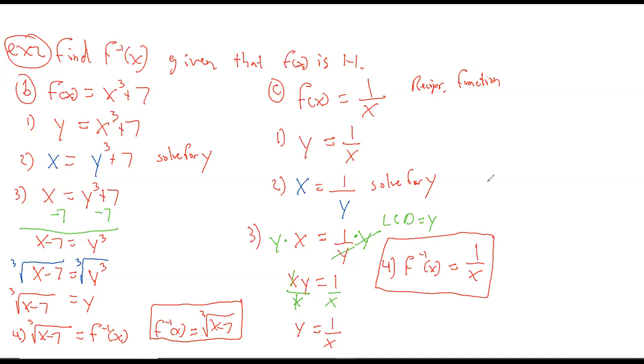And this is normally where I'd ask the class, why is this answer interesting? Well, look at what the original function was. The original function was 1 over x, and the inverse is 1 over x. They're the same thing. f of x for this particular problem is the same thing as its inverse. And that might seem weird at first, but it is possible.